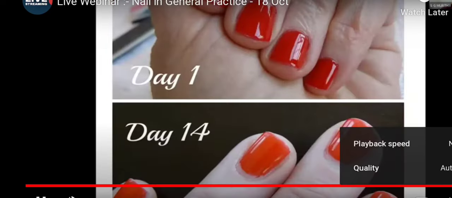See this nail? Day one was this, and by day 14 it has traveled. How many mm will it go in 14 days? You can calculate, correct? So 0.1 mm per day, so in 14 days, 1.4 mm. If you have 1.4 mm from the base, it is a 14-day-old nail paint. See the nail paint, how it has traveled? It has left a normal nail below that.